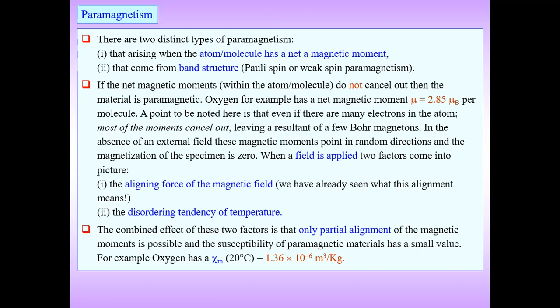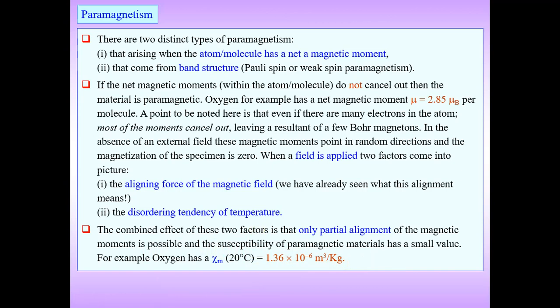For example, oxygen has a chi m at 20 degrees centigrade equal to 1.36 into 10 raised to minus 6 meter cube per kg. So partial alignments are there, and the susceptibility of paramagnetic materials is very small.